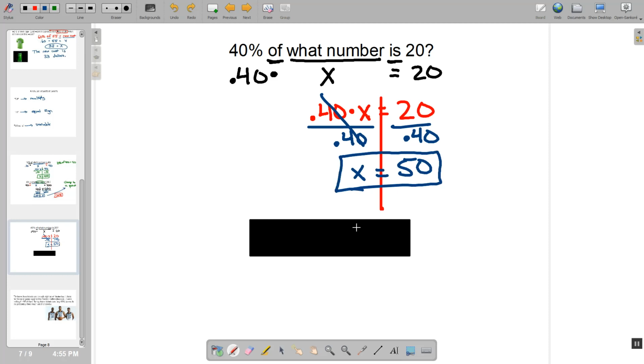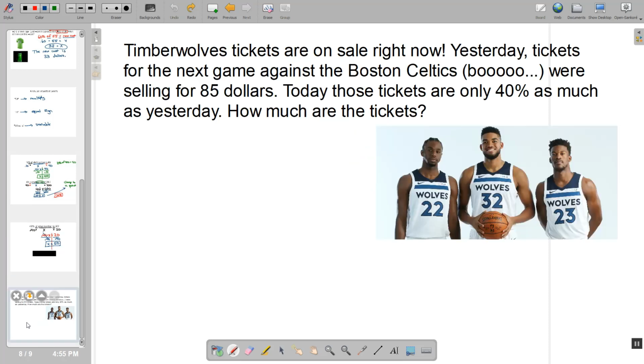Let's do one last story problem, and then we are fully done with this topic. Timberwolves tickets are on sale right now. Yesterday, tickets for the next game against the Boston Celtics. The problem says boo. I didn't say boo. The problem says boo. That's a whole different thing. We're selling for $85. Okay, so today those tickets are only 40% as much. Okay, how much are the tickets today?